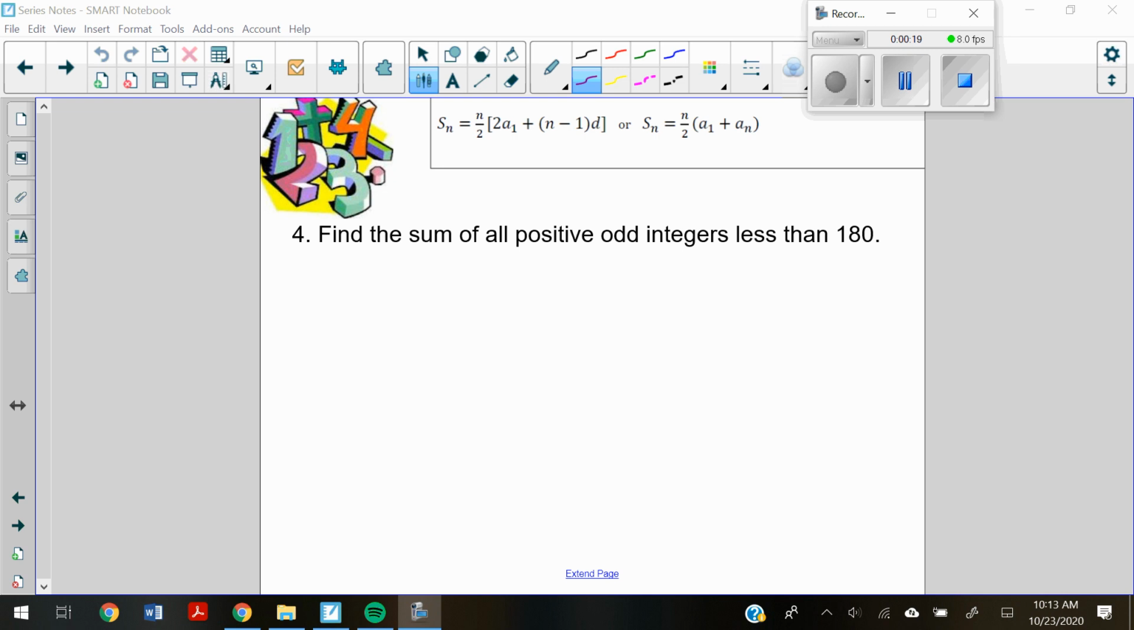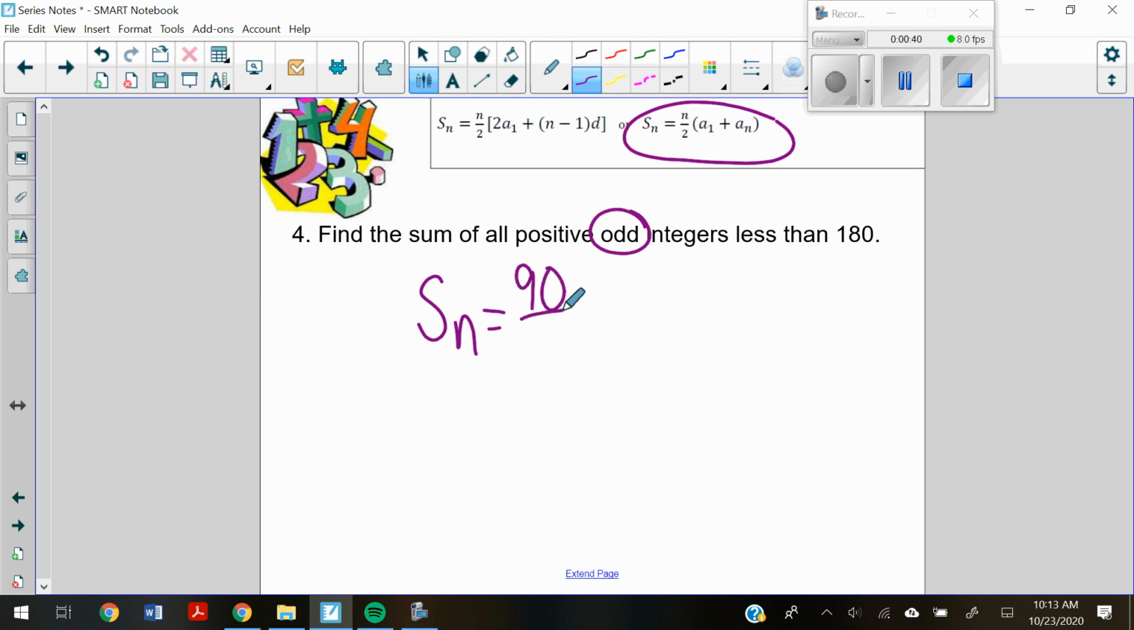All right, so find the sum of all positive odd integers less than 180. We're actually going to use our second formula for this one to find our sum. That's the number of digits that we have. We're talking about odd integers from 1 to 180, so there's going to be 90 because we're only taking the odds. Divide by 2. My first odd integer is 1, and my last odd integer through 180 is 179.